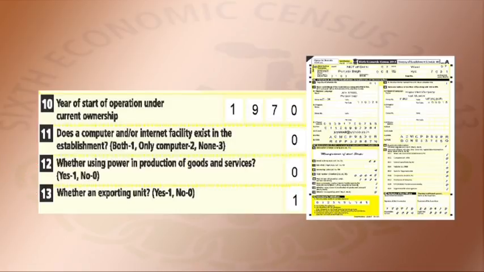In column 13, units exporting their products and services should be coded 1, and rest all would be filled with code 0. Sir, how would we come to know of the export unit? If the establishment has acquired foreign currency and if the transaction has been done with foreign currency, or if for any product or services it has acquired foreign currency, then that establishment would be called exporting unit.